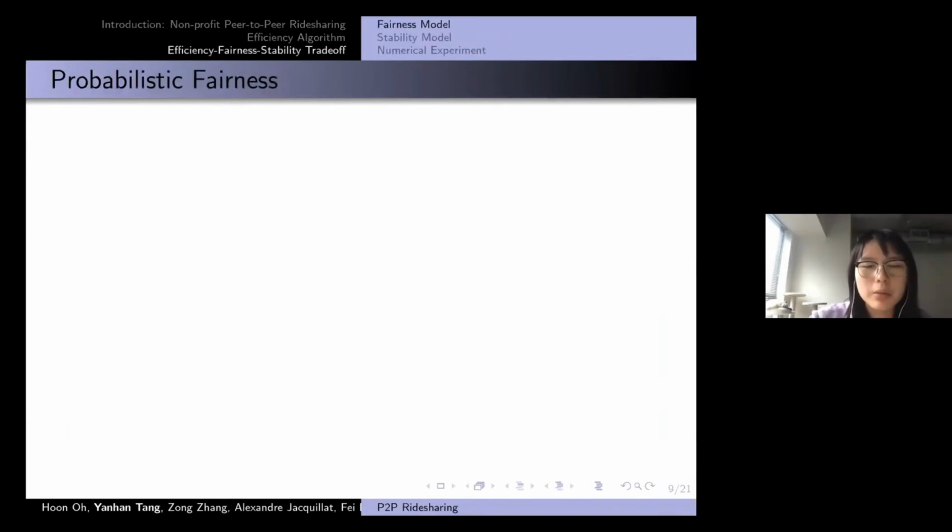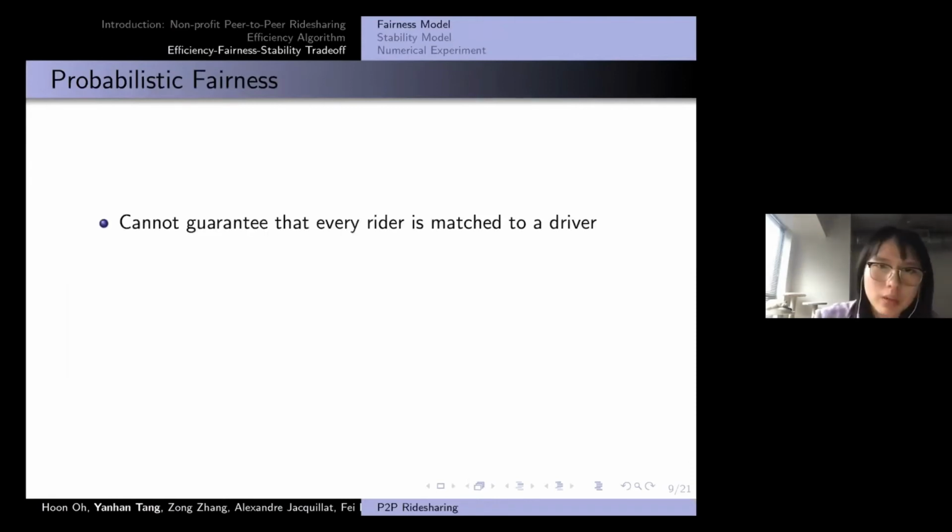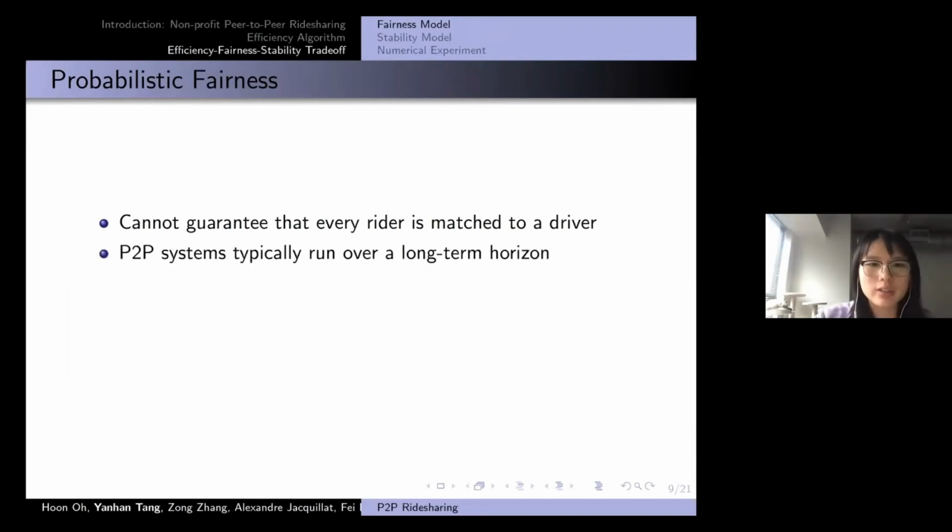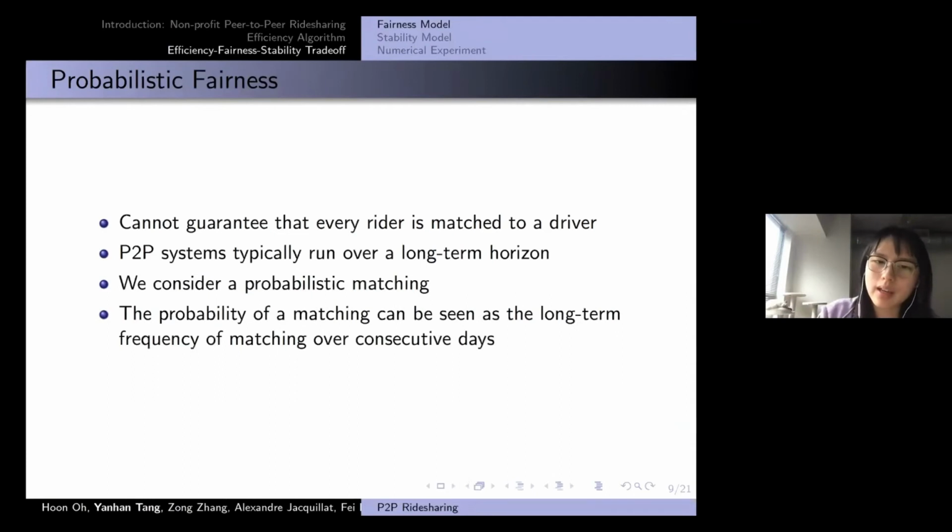And now we move on to the second part, which is fairness. We note that in a peer-to-peer ride-sharing platform, we cannot guarantee that every rider is matched to a driver each time. And note that P2P systems typically run over a long-term horizon. So it's good that we consider probability matching, which is the probability for each rider to get matched in the system. It can also be seen as a long-term frequency of matching over consecutive days.